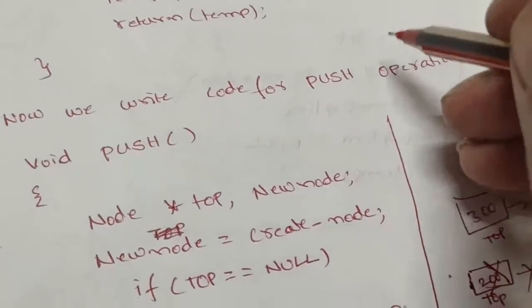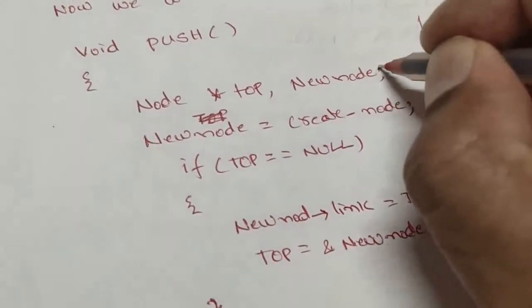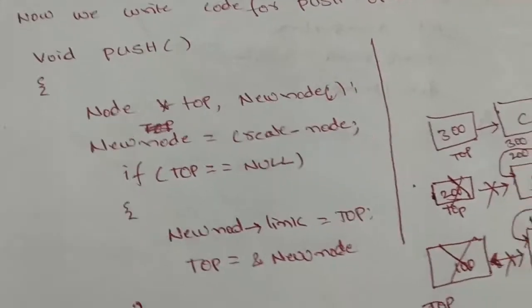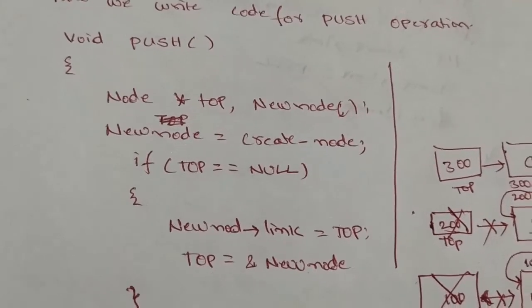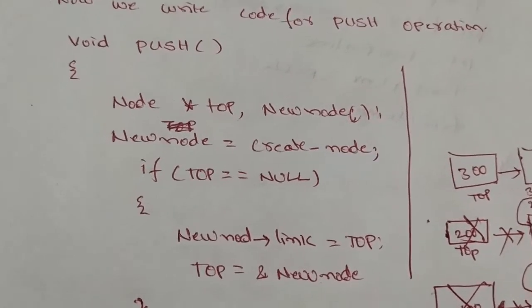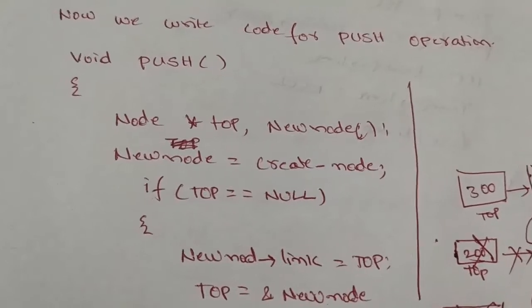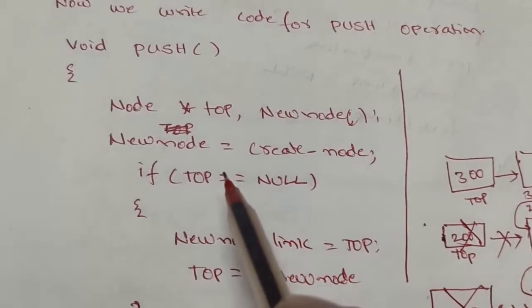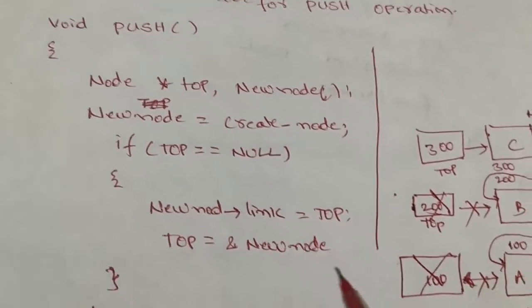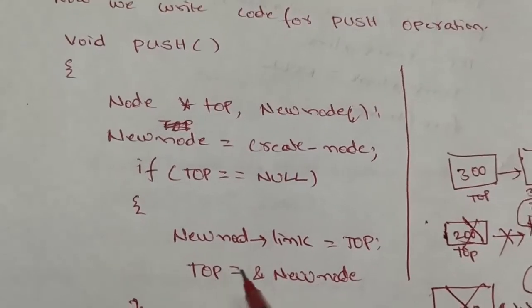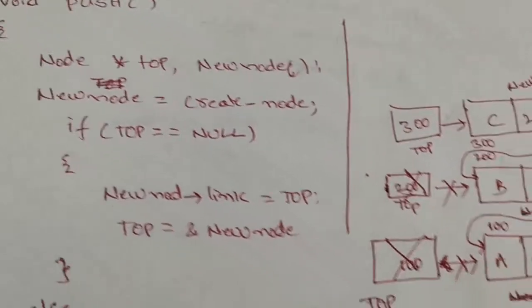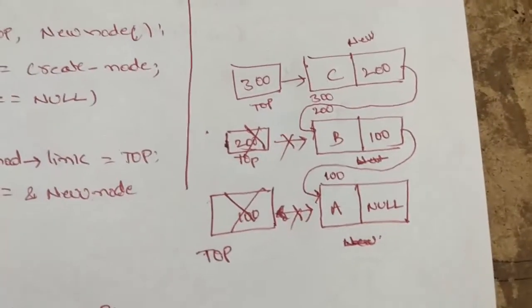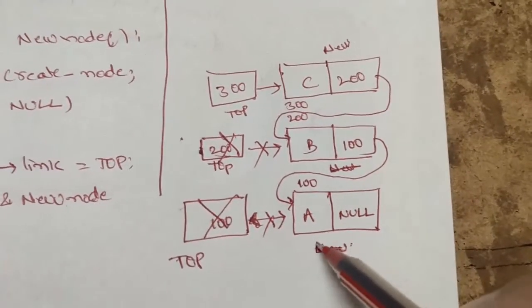Here also I forgot to keep the brackets. Right? The create underscore node function. So if the top equal to null, initially the top value equal to null, I keep the top value equal to null. New node dot link. So the new node is created. Here I show that the first node, this is the new node.